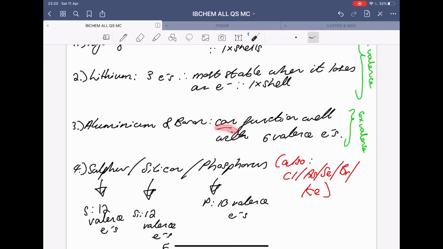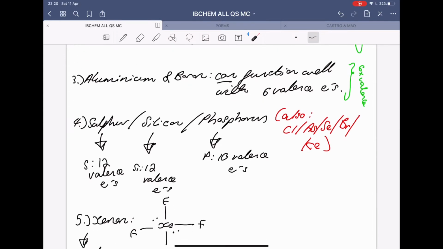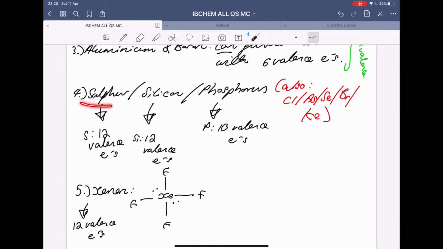Aluminium and boron can function well with 6 electrons. This is just something you need to know because, especially in high-level IB questions, they like to trick you if they ask you to find the molecular shape, or the shape of something, and so keep in mind that aluminium and boron can have up to 6.